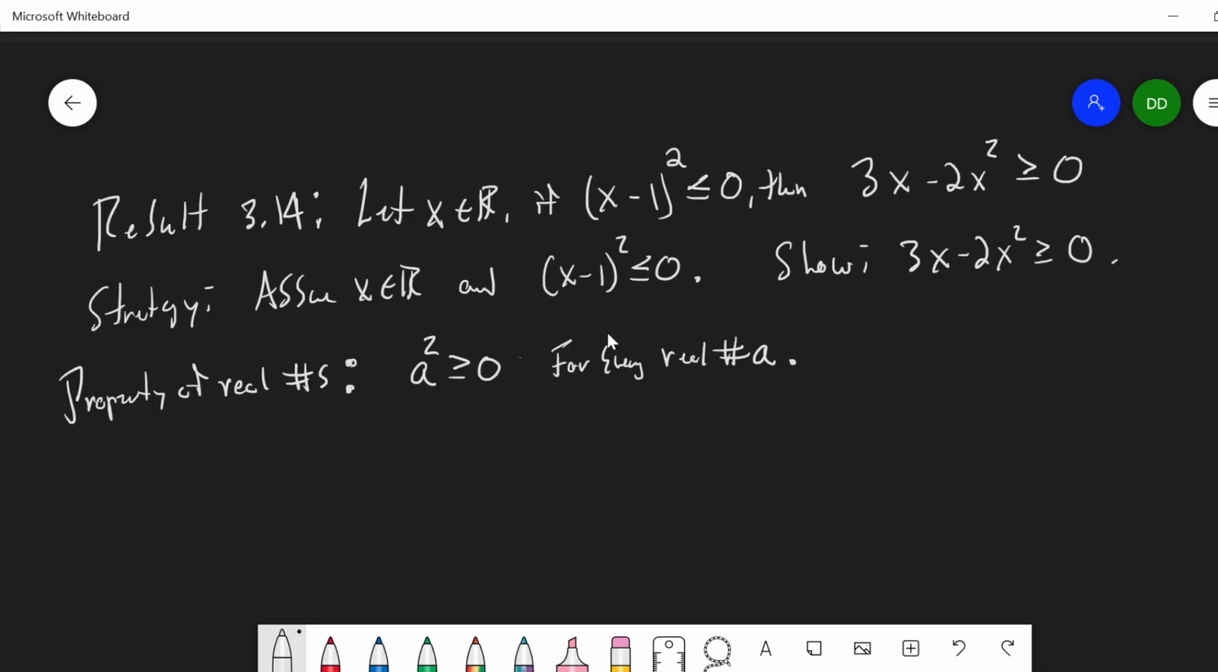Another property of real numbers: if I square a number that was positive or negative, the result is going to be greater than 0. So the only way for A squared to be equal to 0 is if A is actually 0. So A squared is equal to 0 if and only if A is equal to 0. We'll use these two properties of real numbers to help prove this result. Let's prove it.